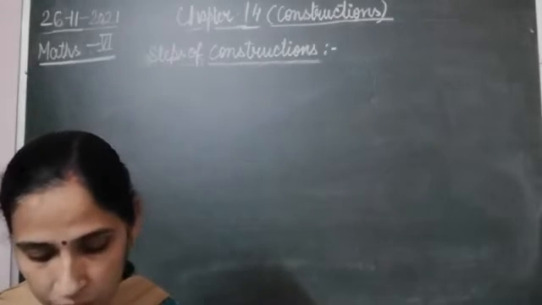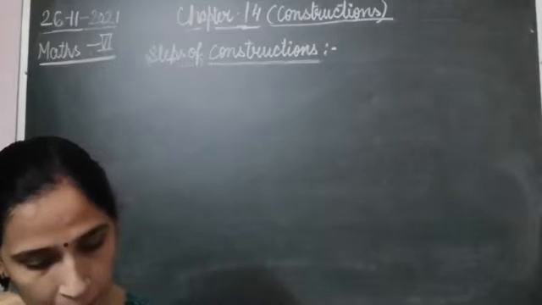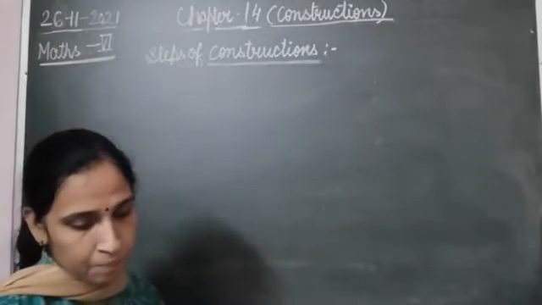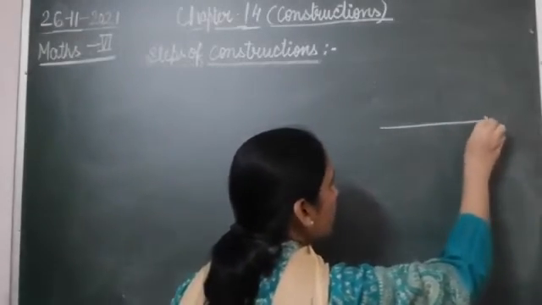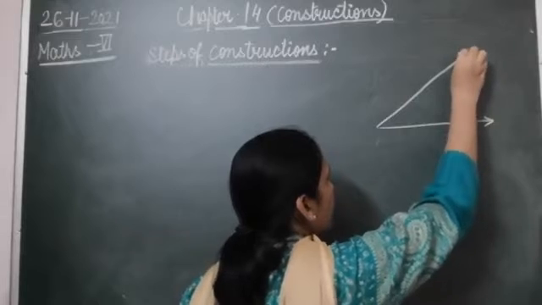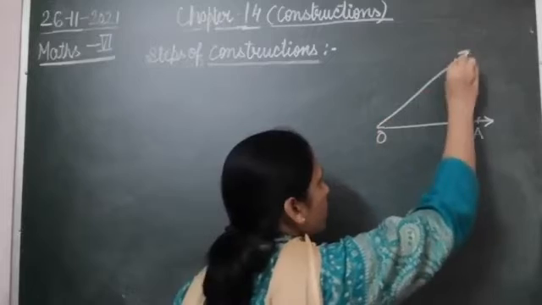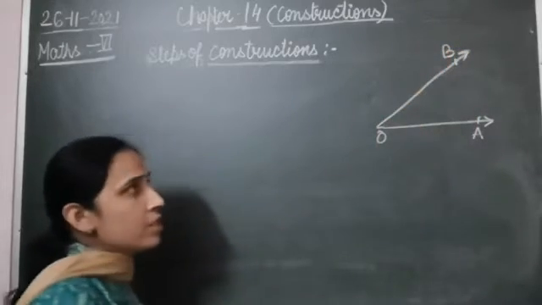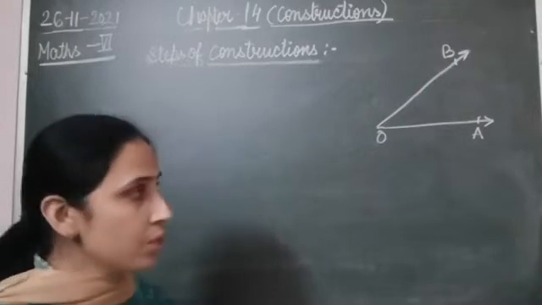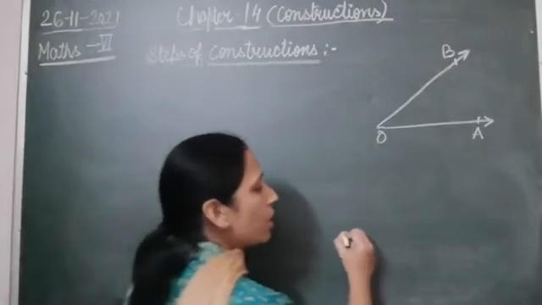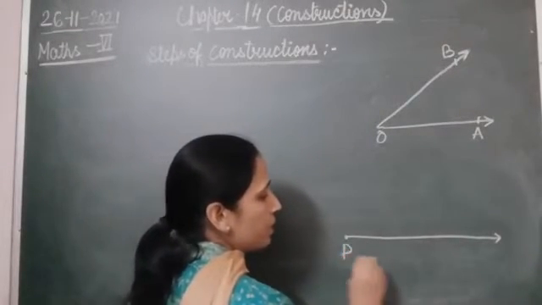Let's see one more question related to that only. Draw an angle of 50 degrees, or draw an angle equal to angle AOB. Now you have been given an angle AOB. Without measuring it, draw an angle equal to angle AOB. So what is the first step? Draw a ray whose name you can give PQ.